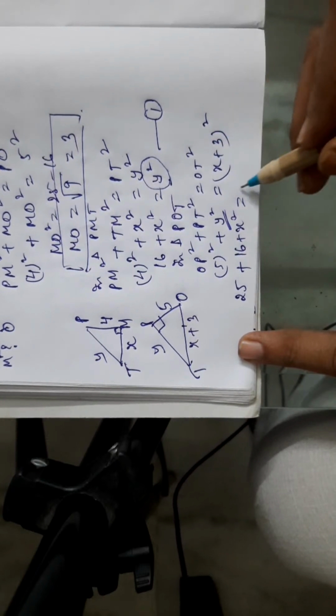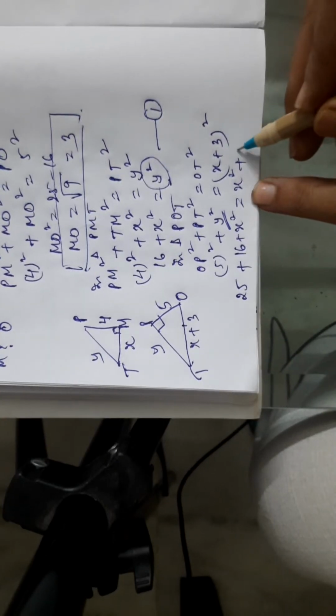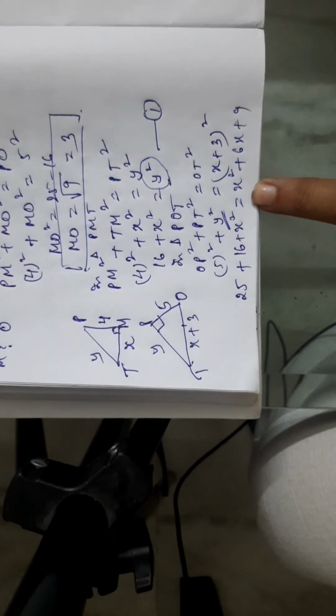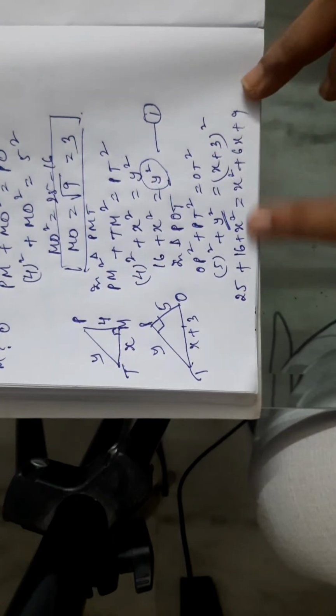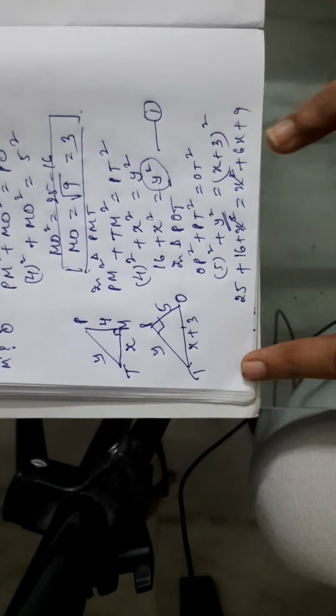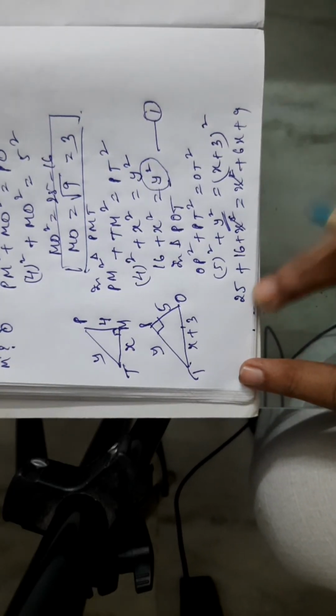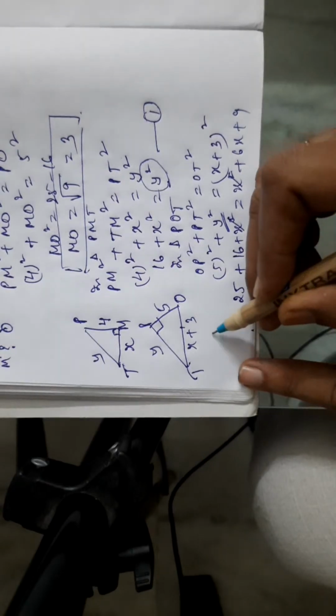Now, whole square identity: x square plus 2 3s are 6, 6x plus 9. So here we are writing the whole square identity; x square and x square will get cancelled. Now finding the value of x, so here 6x will be 25 plus 16.